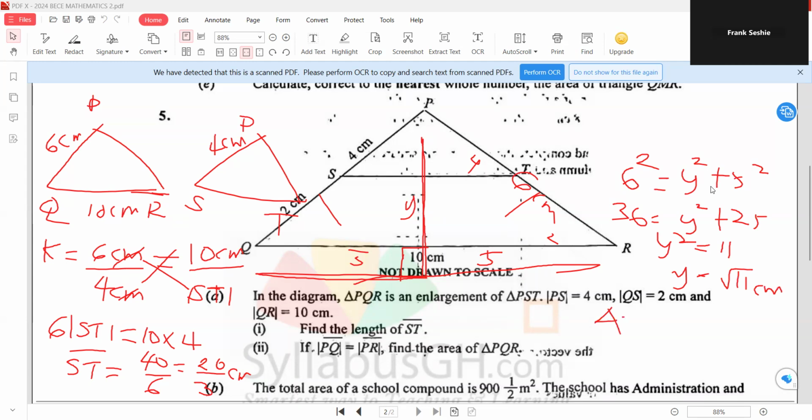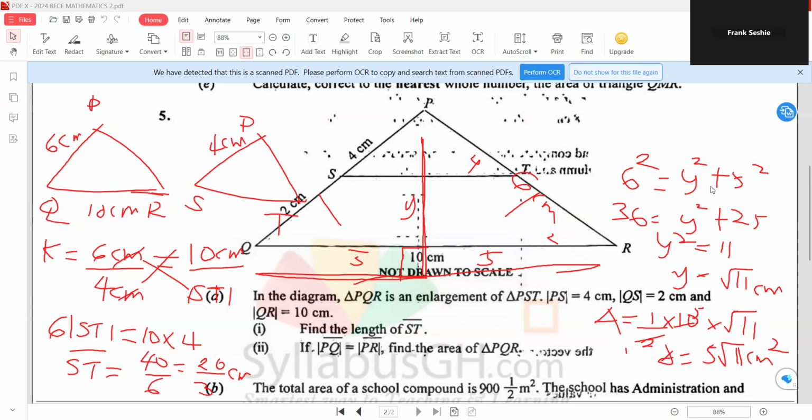So what is the area? Half times base, which is 10 cm, times height, which is root 11. 2 here, 1, 2, there, 5. So my area is 5 root 11 cm squared. And that ends the question 5A.